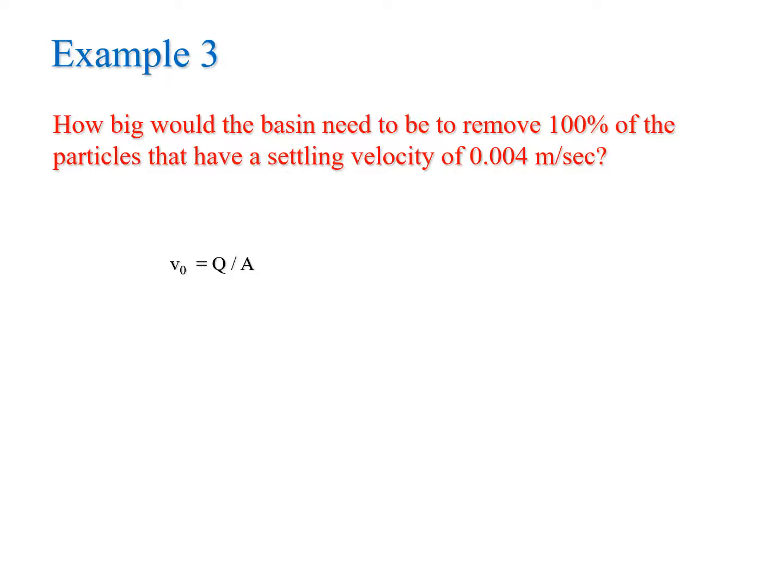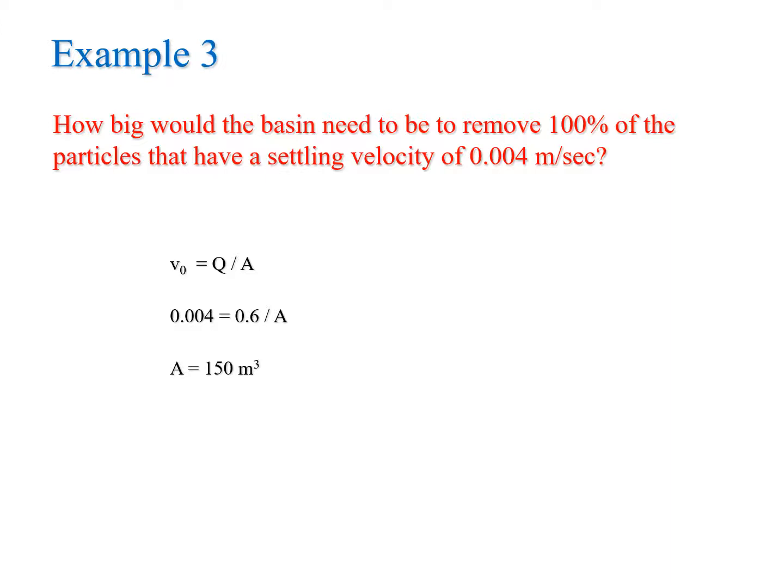Solution. So V initial, or the overflow rate, should be equal to Q over area. Q is the flow rate and area is the top view area. We know that the velocity here is given, 0.004, which equals the flow rate of 0.6 over area. So take your time and plug in the numbers, and the area will be 150 meters squared.